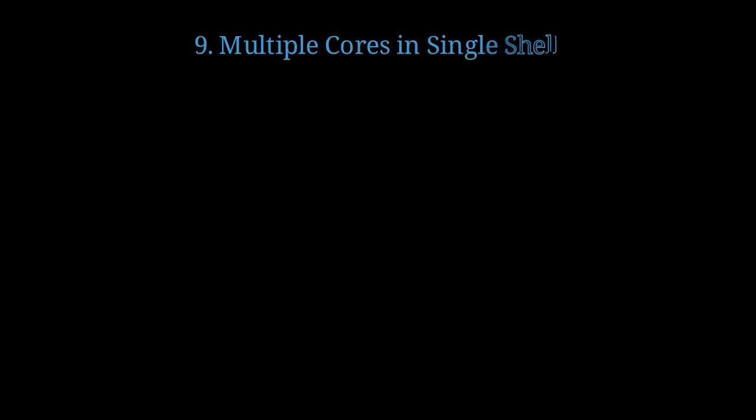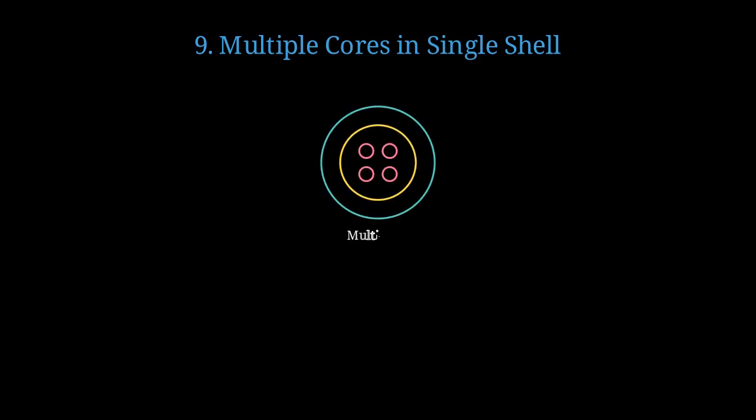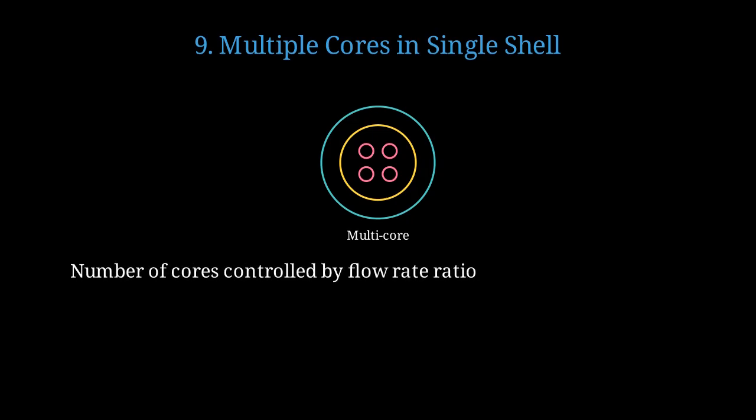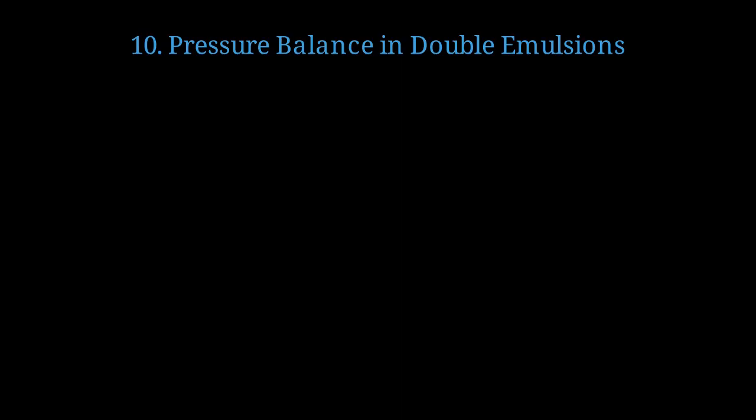Advanced designs can encapsulate multiple cores within a single outer shell. Multiple small cores can be distributed within a single oil shell, creating multi-core capsules. The number of cores is controlled by the ratio of inner to middle phase flow rates. Number of cores is proportional to the flow ratio times the oscillation frequency of breakup. Pressure differences across multiple interfaces must balance for stable double emulsions.